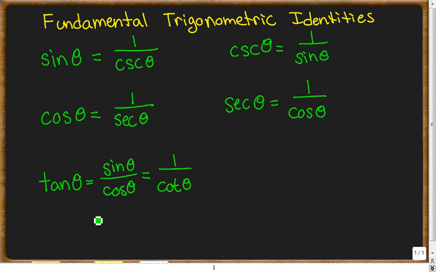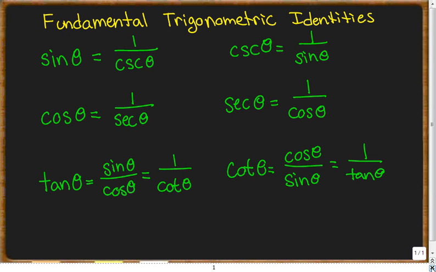They're all identities. And then, just like the other ones, the cotangent of theta, it is the inverse of tangent. We've learned it thus far to be cosine of theta over sine of theta, but it's also 1 over the tangent of theta. So these are the 6 big fundamental trig identities that are just direct replacements.